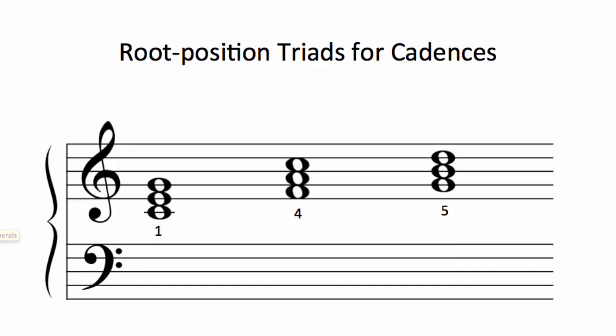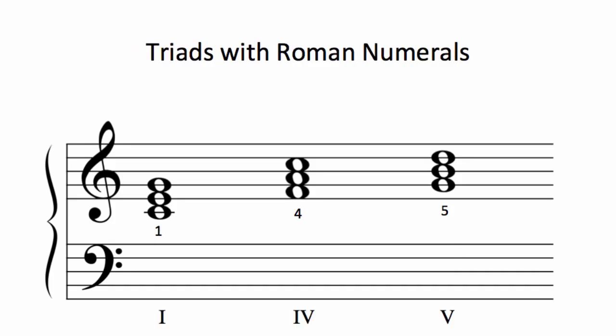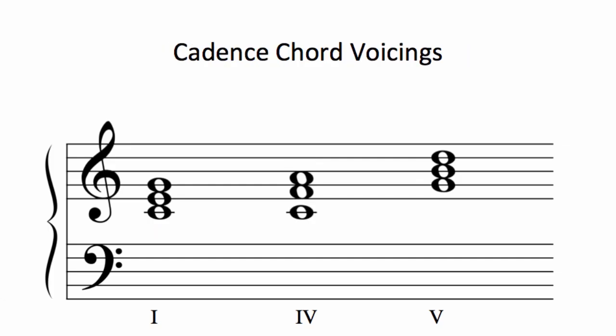Traditionally in classical music, Roman numerals are used, and in C major the root position triads look like this. In the cadences that you will play for this course, the notes in the 4 chord and the 5/7 chord will be rearranged to create voicings that are easier to play. The 4 chord voicing looks like this, where the top note is played down an octave.